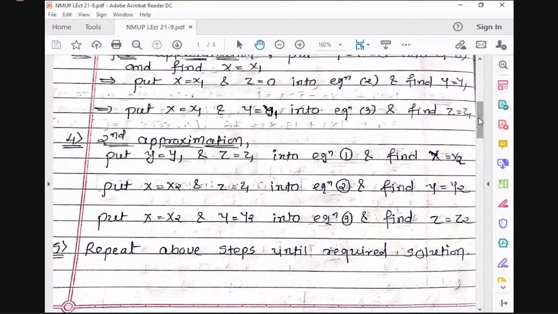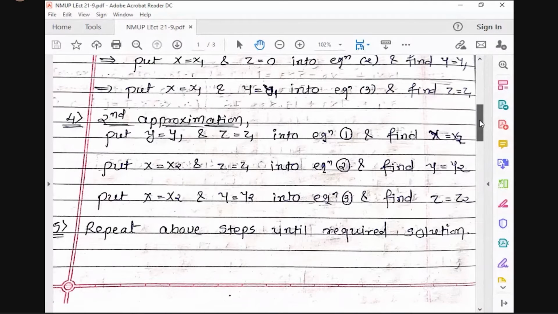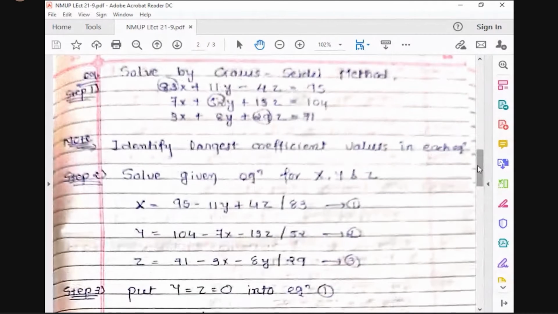Fine. Now I'll show you one example so you will understand in the easiest way. This is an example for the Gauss-Seidel method. Over here, a set of three equations is given. In the first equation, 83x plus 11y minus 4z is equal to 95. 7x plus 52y plus 13z is equal to 104. And in the third equation, 3x plus 8y plus 29z is equal to 71. So these three equations are given to us.